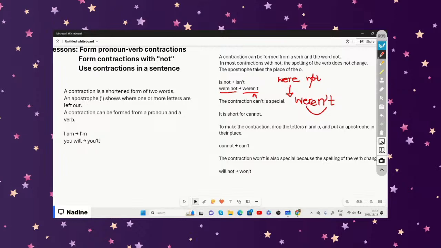And it has now become a shortened form of two words. So there we have our two words, were not. And now we have shortened those two words by putting them together. So weren't, right?